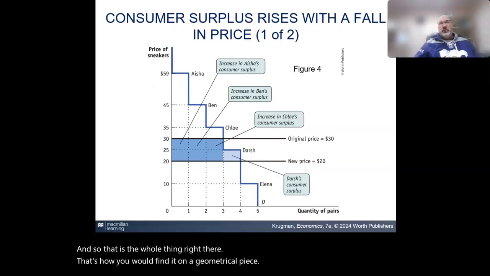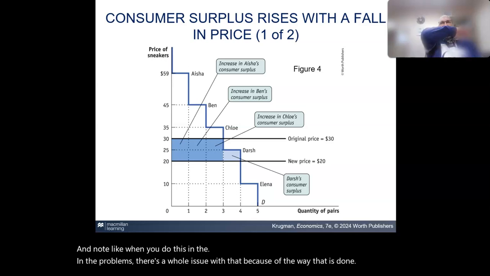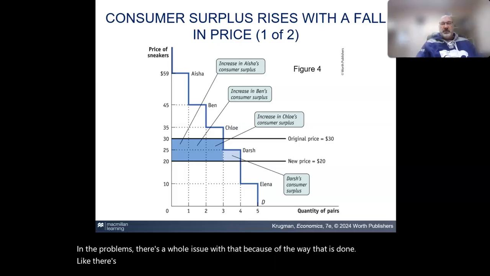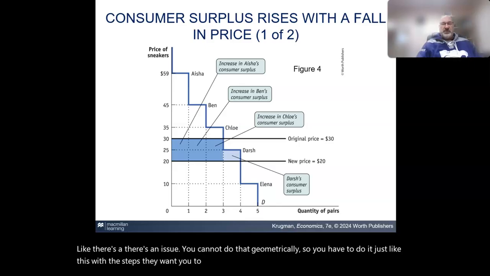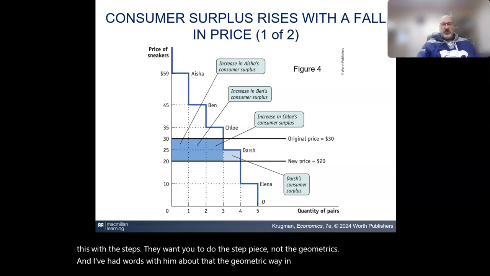That's how you would find it on a geometrical piece. And note, when you do this in the problems, there's an issue. You cannot do that geometrically, so you have to do it just like this with the steps. They want you to do the step piece, not the geometric, and I've had words with them about that. The geometric way and the step way are different.